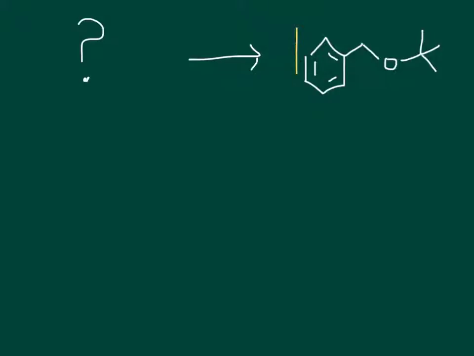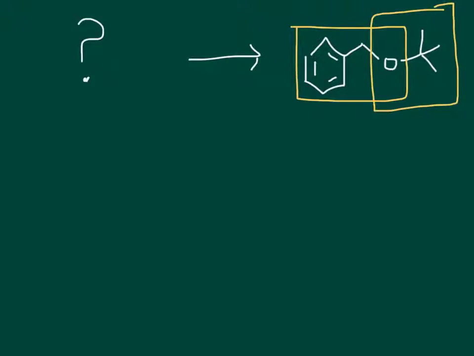We can either have this be the precursor to the alcohol, and anything to the right of this oxygen would be the hydrogen, or it could be this. So the question is, how do we choose?